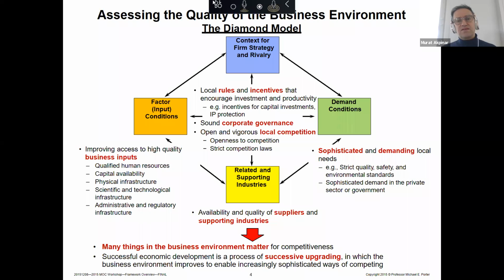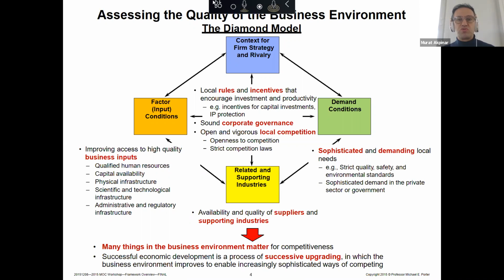There are basically four determinants that help us to understand the quality of the business environment. These are the factor conditions, demand conditions, related and supporting industries, and the context for firm strategy and rivalry.